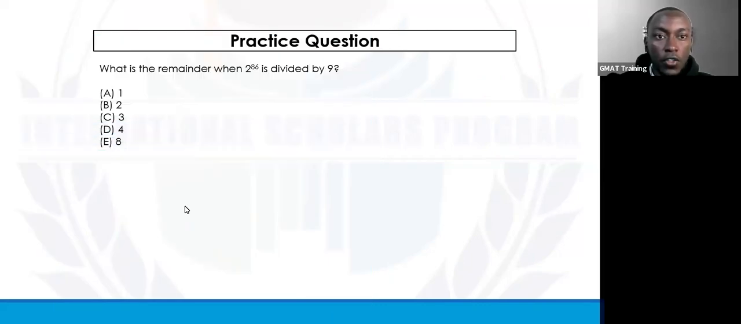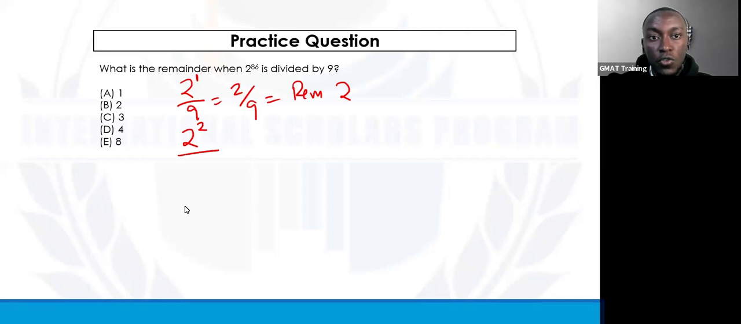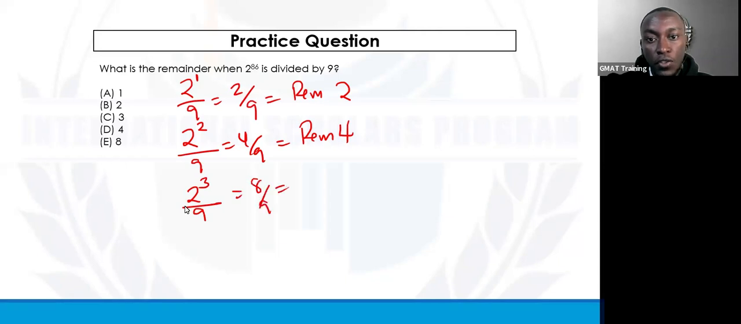Right. So what is the remainder when 2 to the power 86 is divided by 9? If you divide 2 by 9, you have a remainder of 2. Next, 2 squared divided by 9, which is 4 over 9, gives a remainder of 4. 2 to the power 3 divided by 9, which is 8 over 9, gives a remainder of 8.